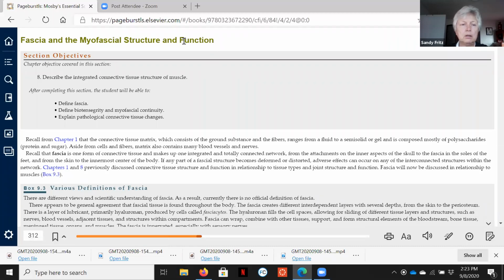Okay, so now we're going to look at the connective tissue aspect. You cannot separate muscle from its connective tissue. You can pull some of it around, pull it off, but this permeates all the way down to the cellular function.